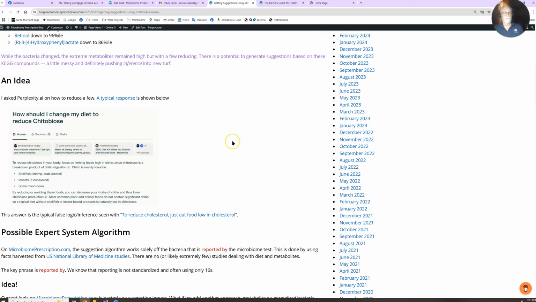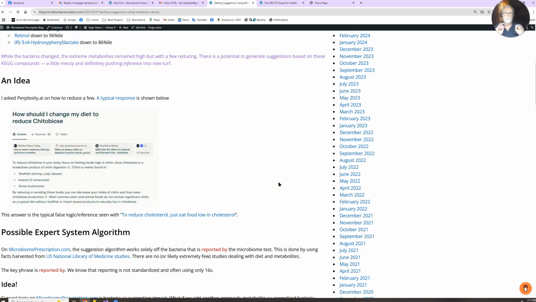One of the first things I checked was Perplexity. I took a nice easy chemical and asked, how do I change my diet if I want to reduce this? And it came back with, well, eat less insects. Okay, he wasn't eating insects already. Some mushrooms, I'm sure he probably wasn't eating those either.